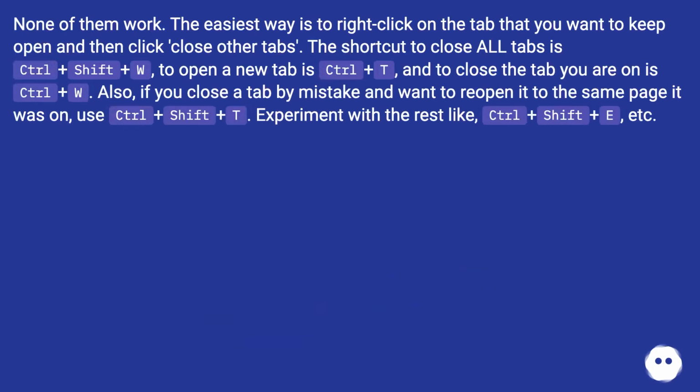None of them work. The easiest way is to right-click on the tab that you want to keep open and then click Close Other Tabs. The shortcut to close all tabs is Ctrl+Shift+W. To open a new tab is Ctrl+T, and to close the tab you are on is Ctrl+W.